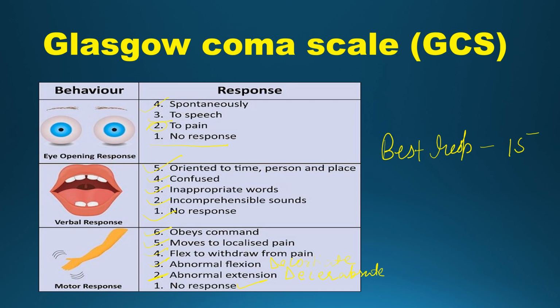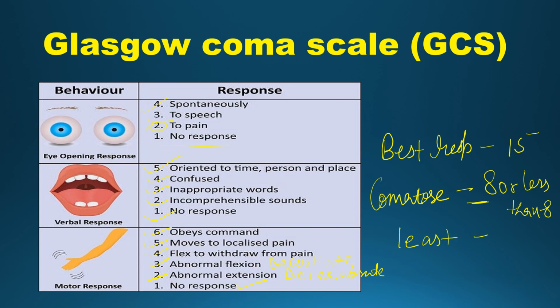And if the patient's response is 8 or less than 8, then it is time to intubate the patient. And for a comatose client, the GCS is 8 or less than 8. And the least GCS score is 3.